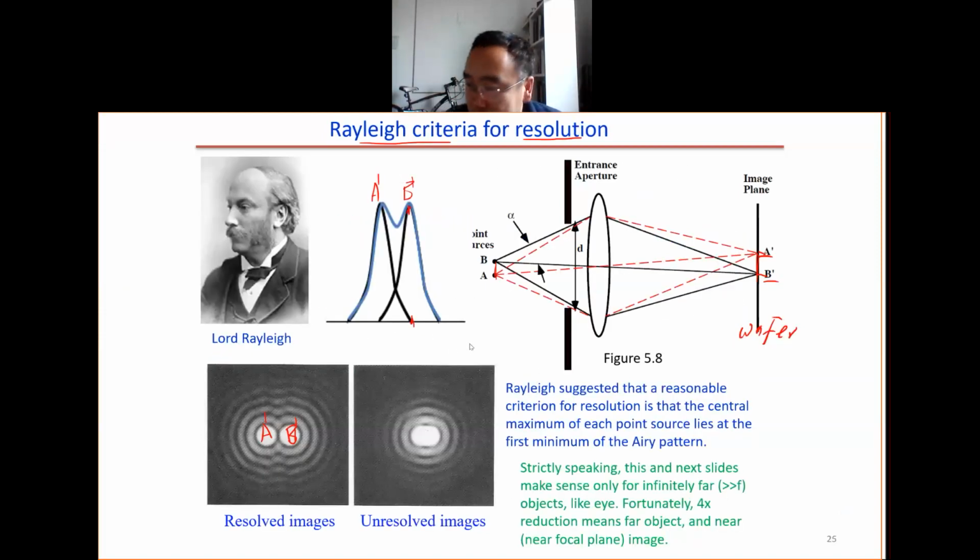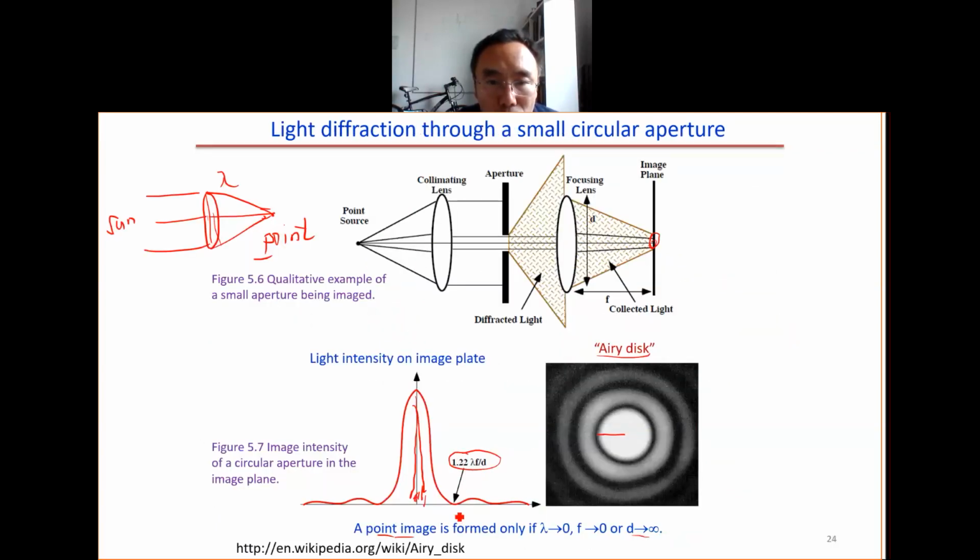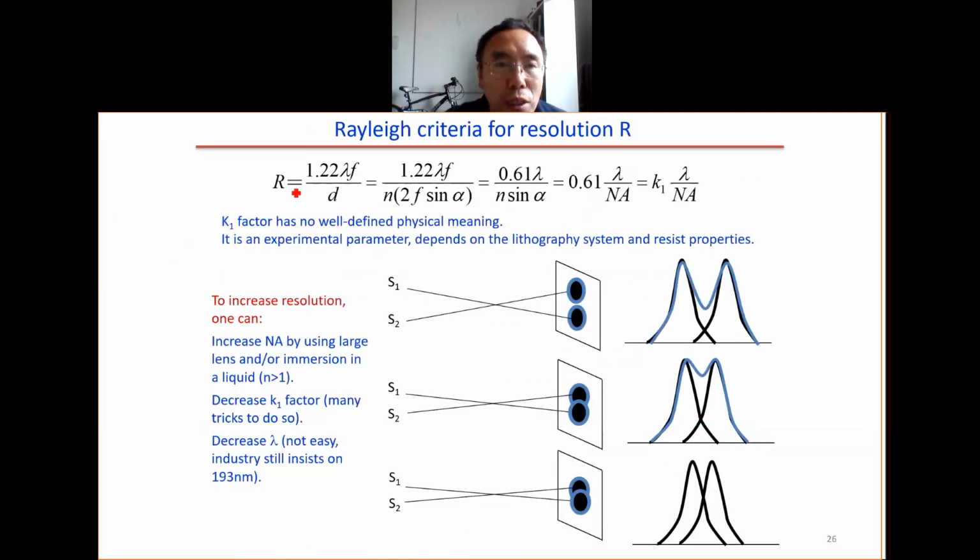We know the distance from here to here is given by 1.22 lambda f over d. So the resolution is given by 1.22 lambda f over d. Resolution here means how far apart two spots can still be distinguished on the wafer or on the photoresist. This is the resolution we can get for lithography. When you have a medium, lambda becomes lambda over n, which is the wavelength in the medium.